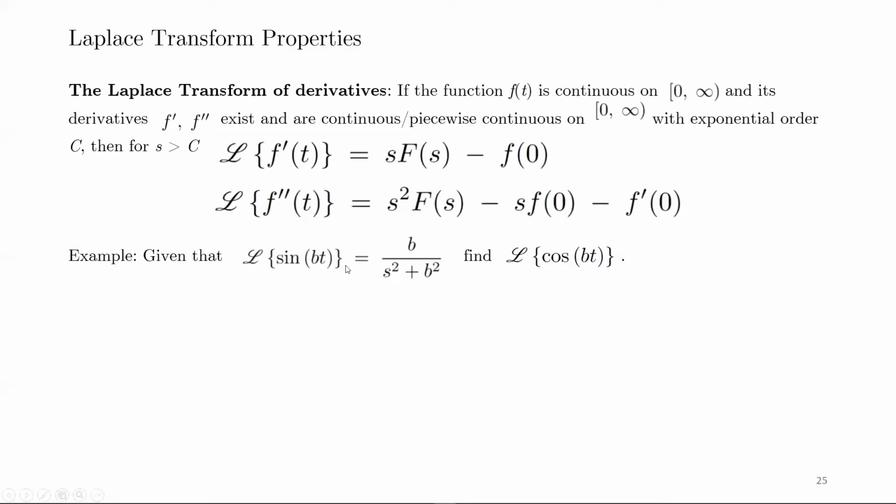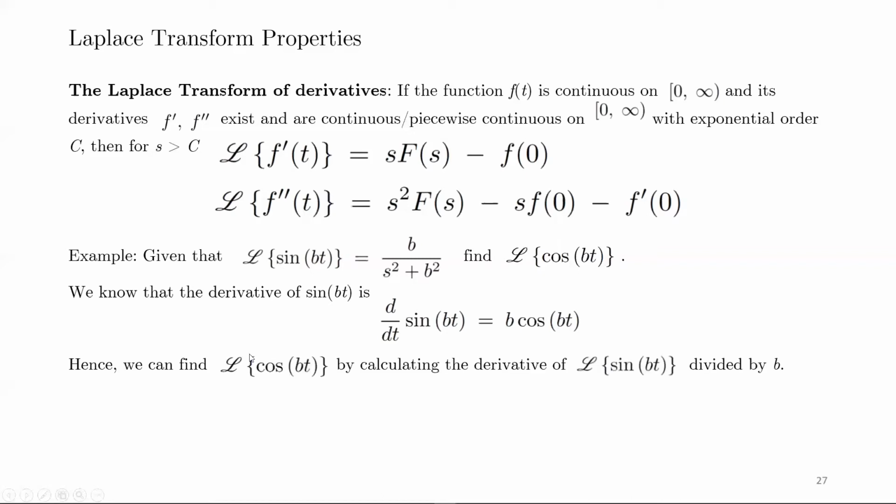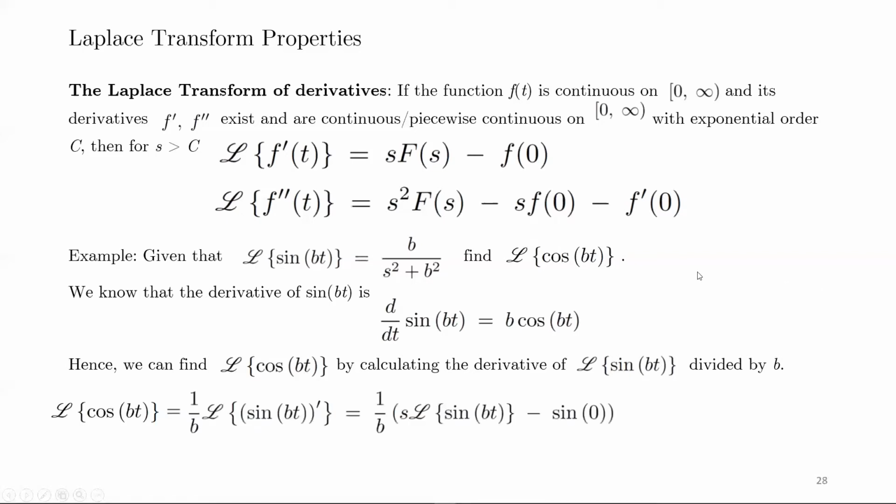Well, we know that sine and cosine are related by differentiation. So we know the derivative of sine of bt is equal to b times cosine of bt, right? So we can find the Laplace transform of cosine of bt by calculating the Laplace transform of the derivative of sine of bt, divided by this b because we have a constant b over here. So the Laplace transform of cosine of bt is equal to 1 over b times the Laplace transform of the derivative of sine of bt.